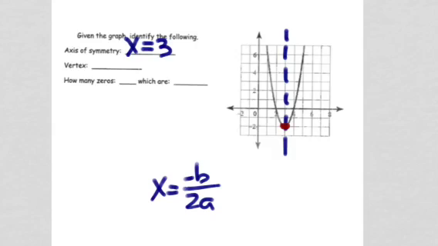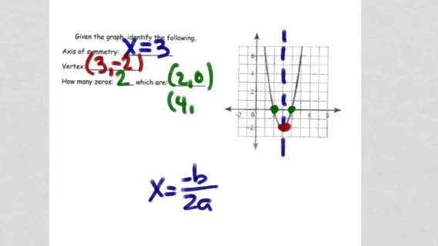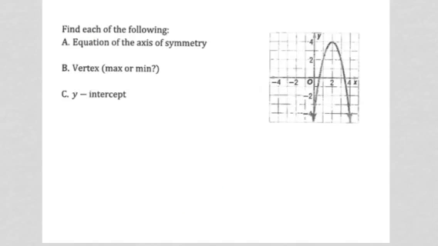Next, the vertex. The vertex is on the axis of symmetry, so it will have the matching x-coordinate. Now, what's the y-coordinate? If you look over to the side, the y-coordinate would be at negative 2. Next, how many zeros are there? I see that this graph has crossed the x-axis twice. Where are those spots? One of them is at 2, 0, and the other one is at 4, 0. That's where they are. All right, let's try one more.